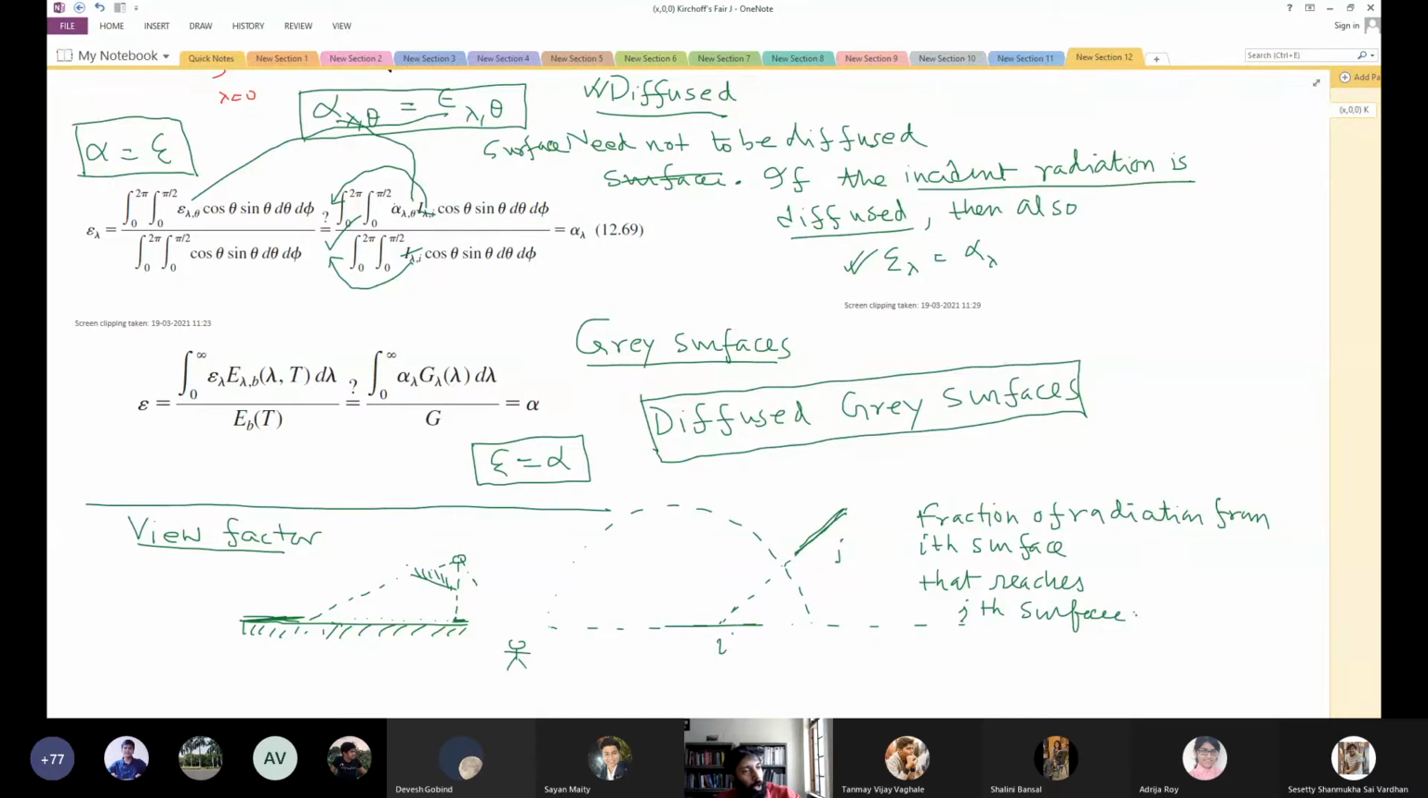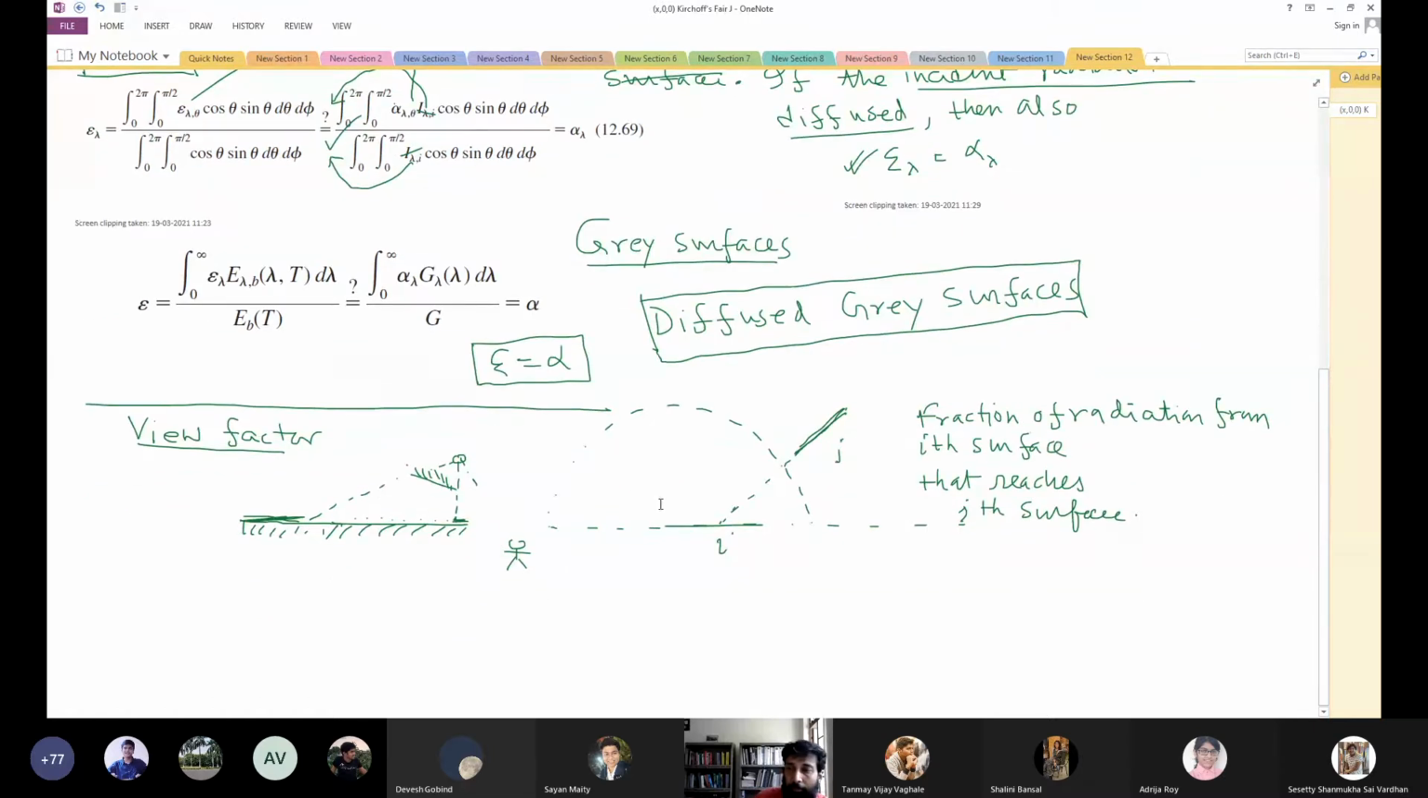Why is it called view factor? Because if you can view something, that means visual radiation is coming from there to your eye, right? So some radiation is coming from that location. That is why it's called view factor: the fraction of radiation radiated by the ith surface that reaches the jth surface. Probably we need to progress a little bit, then it will be clearer.